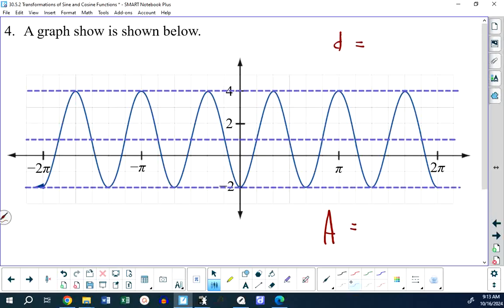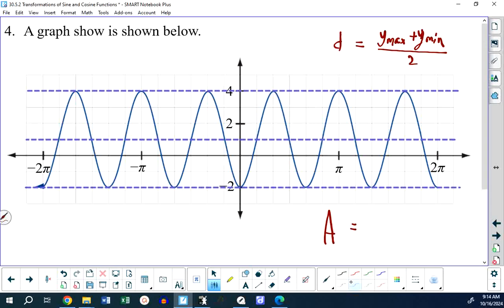the mathematical ways that your textbook would teach you how to find a and d, or the amplitude and the vertical displacement. They would say for the vertical displacement, you take the max, you add the min, and you divide by 2. Can you verify that that's going to work here? That if you take the maximum value of y plus the minimum value of y and you divide that result by 2, you're going to get d?